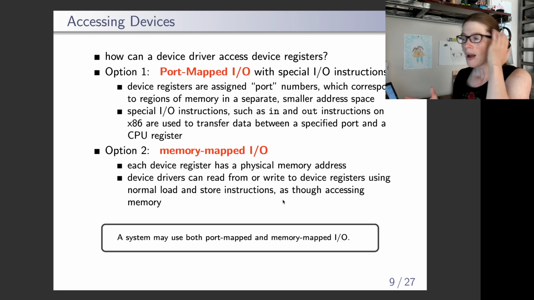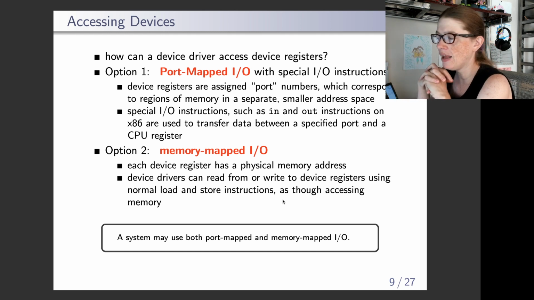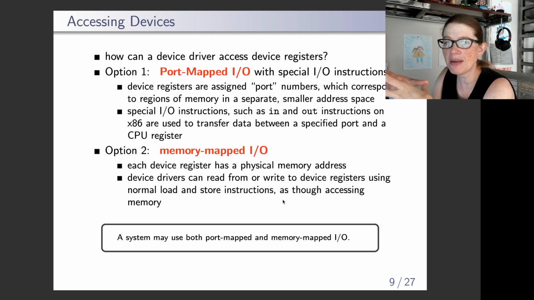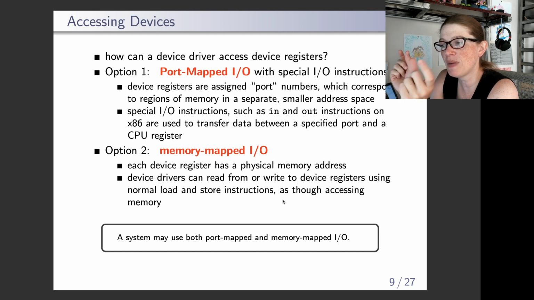So here, there are two big ways that a kernel can actually talk to the device registers on a device. And they're port mapped I/O and memory mapped I/O. So port mapped I/O is an older technique. And what it does is there is a separate block of memory, a separate address space that uses fewer bits to address it. And so instead of calling the addresses in this separate memory addresses, we actually call them ports and port numbers. And what we're going to do is each device that uses port mapped I/O will map its device registers to port numbers in this special memory region.